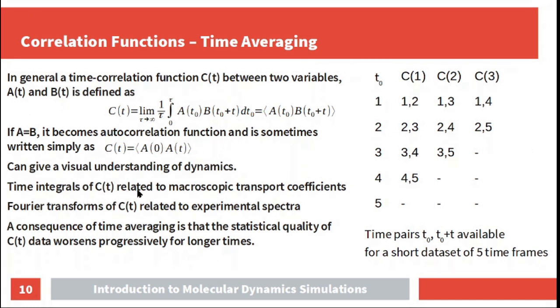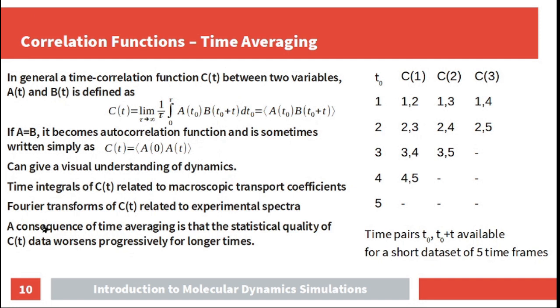And time integrals of C(t) are related to macroscopic transport coefficients. So for example, in this case of velocity autocorrelation function, you can go back to that slide and see, you have already seen that you have the Green-Kubo relation which relates the time integral of velocity autocorrelation function to the self-diffusion coefficient. And Fourier transforms of C(t) are related to experimental spectra. Again, for velocity autocorrelation function, you have seen this. When you take Fourier transform of velocity autocorrelation function, what you get is a power spectra or vibrational spectra, and then that can be compared with experimental spectra.